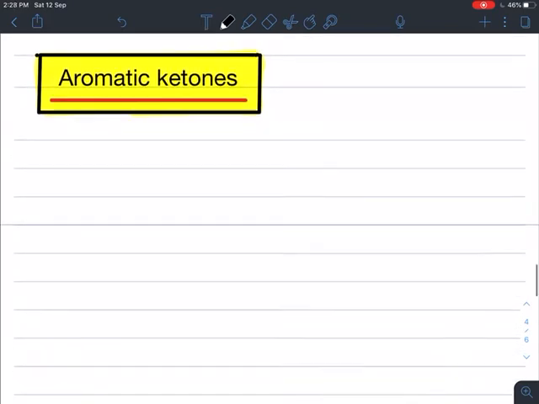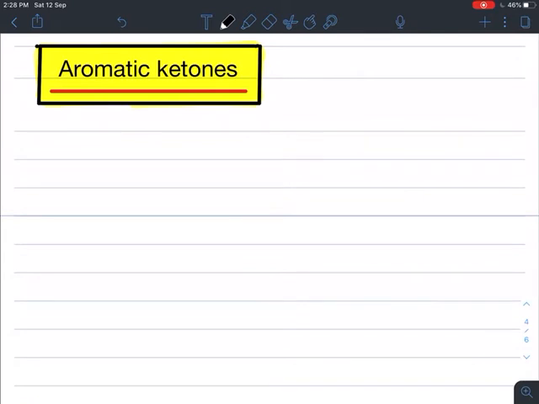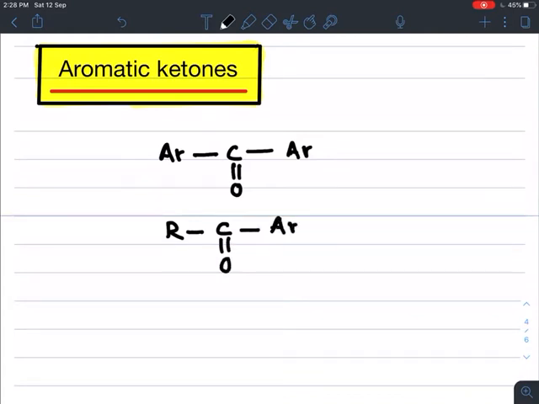So what is meant by aromatic ketones? Aromatic ketone means two aryl groups attached on both sides of the functional group of ketone. Aryl group means aromatic ring. Or one alkyl and one aryl group attached on the other side of the functional group of ketone. We get the examples of aromatic ketones.